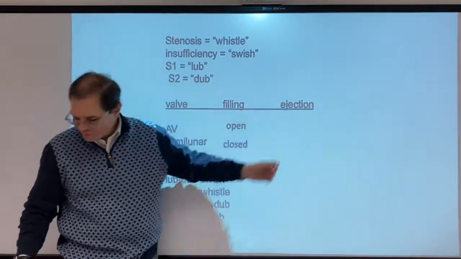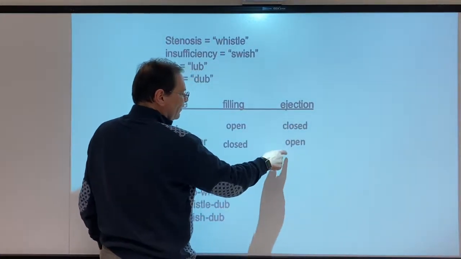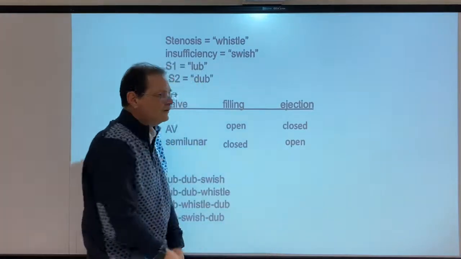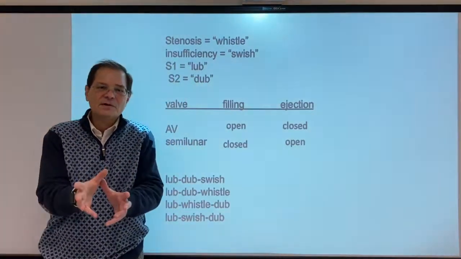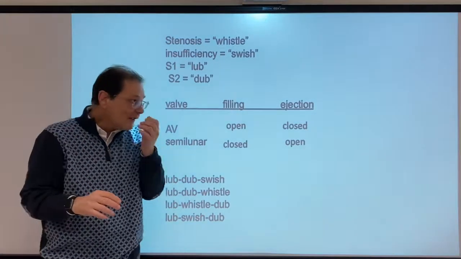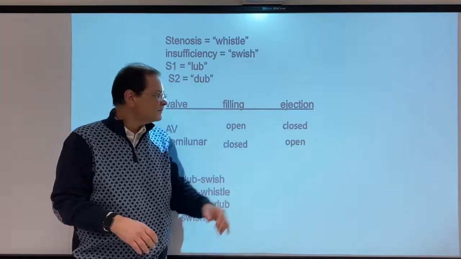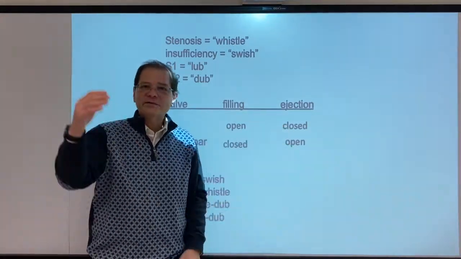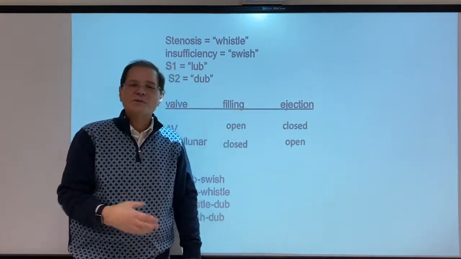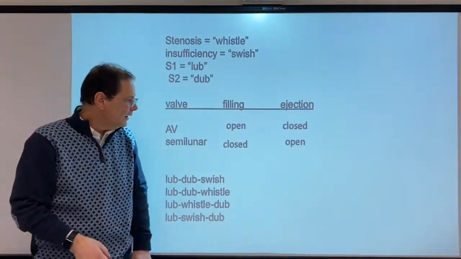During ejection, it's the opposite. We have a closed AV valve and we have an open semilunar valve because now our ventricular pressure is high. We're shoving blood into the aorta during the ejection phase. And our AV valve is closed because the ventricular pressure is high, the atrial pressure is low, and that's holding that valve closed, okay?